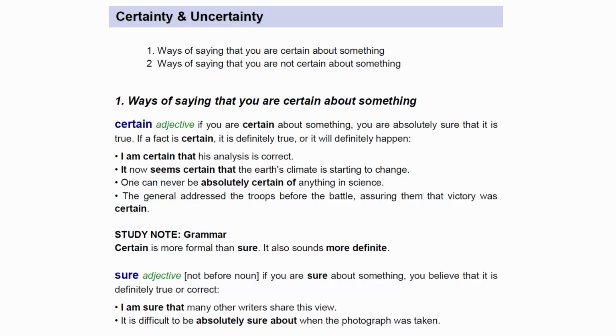Study note, grammar: certain is more formal than sure. So it's a good idea to use certain instead of sure in your IELTS writing. It also sounds more definite. When you say certain, it sounds more definite than sure. Now, let's go on. Sure is an adjective. It is not used before a noun. If you are sure about something, you believe that it is definitely true or correct. I am sure that many other writers share this view. It is difficult to be absolutely sure about when the photograph was taken.